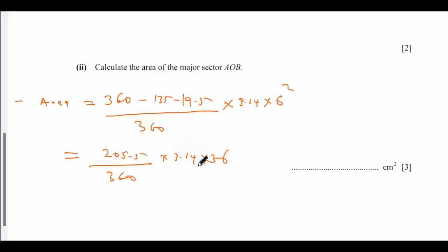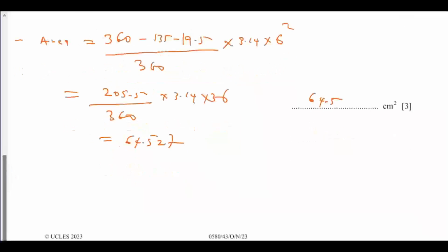So you can input this into your calculator, and this will give you 64.527. Then that is approximately 64.5 centimeters squared to 3 significant figures. So let's go to the next question. That should be question, okay, Roman figure 3.